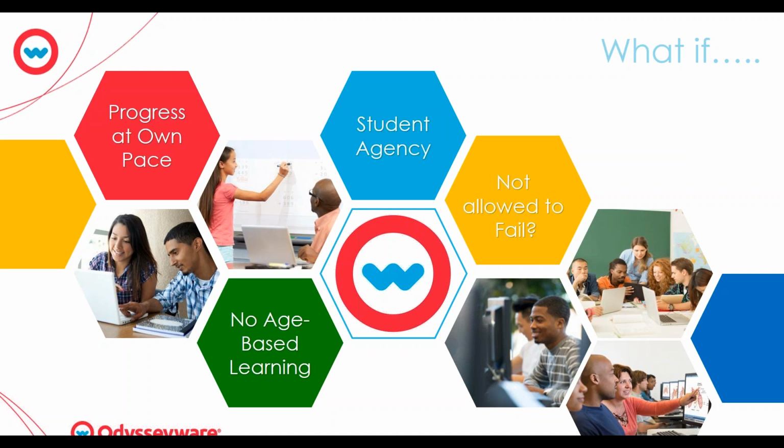The last question, and you can see it there in yellow on my screen, is really a question I think we need to ask ourselves in education. What would happen if students were not allowed to fail? In other words, they were allowed to progress at a pace that's meaningful to them and to show progress.